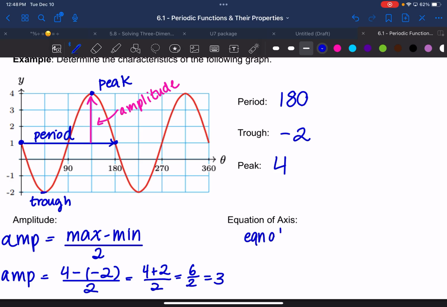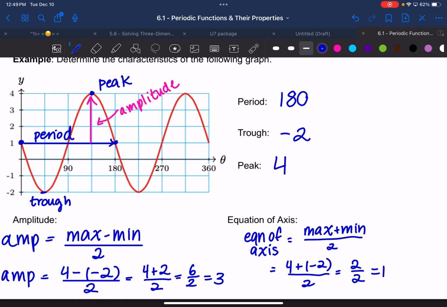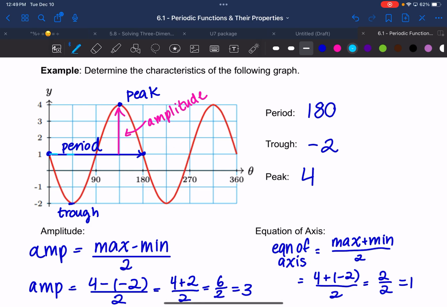So I can say the equation of axis is going to be max plus min over 2. Or in this case, 4 plus -2, which is nothing fancy. That's just 4 minus 2, which is 2 over 2, or 1. So even if you want to draw a dotted line through here, I should probably pick a different color since that's already light blue. I'll do green, right? This line that goes through here is our equation of axis, at y equals 1. So that's the line that cuts the parabola in half.